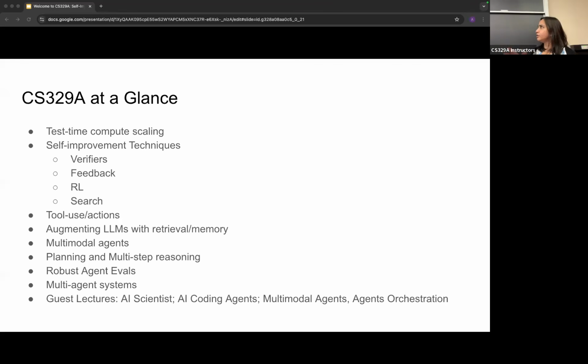Then we're going to look at how you get, say, vision as a modality, so multimodal, like the computer screens as a modality to integrate with LLM calls. Then we will have a lecture on planning and multi-step reasoning. And then we will have a lecture that covers evaluation benchmarks across different agents. And then we will cover some futuristic topics, including multi-agent systems. Throughout the course, say after every 4 or 5 lectures, there are guest lectures on AI scientists, AI coding agents, multimodal agents, and AI orchestration frameworks.